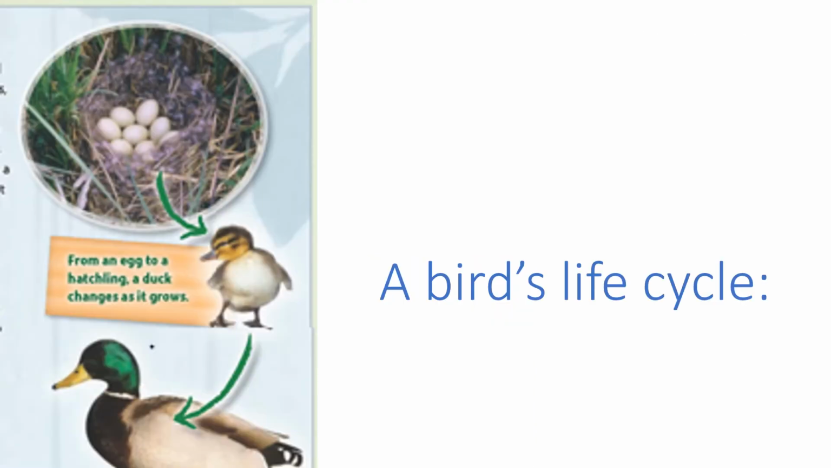A bird's life cycle, of course, changes from an egg to a hatchling and then to an adult, okay? So, from an egg to a hatchling, a duck changes as it grows. As we said, the fertilized egg of birds grows outside the female's body and it's protected by a hard shell.